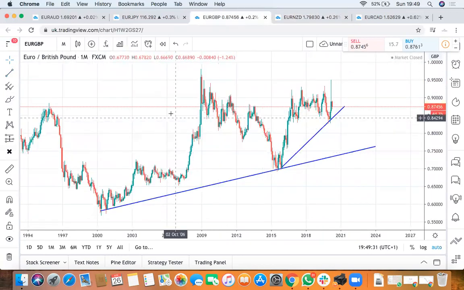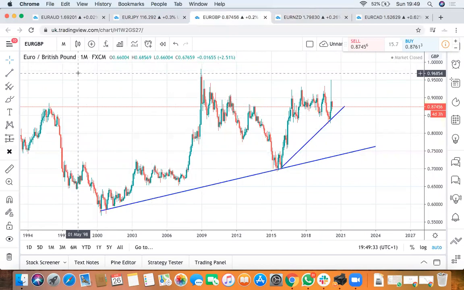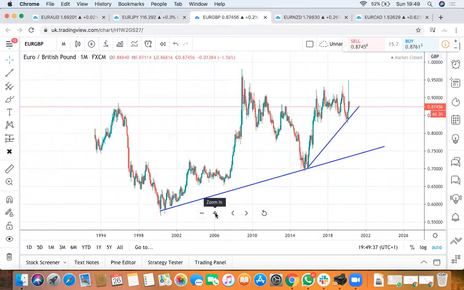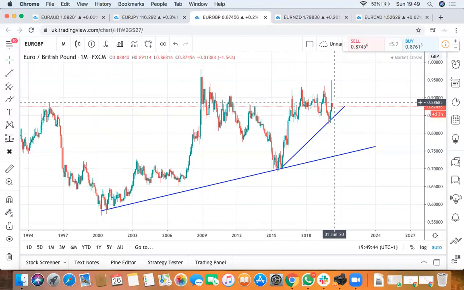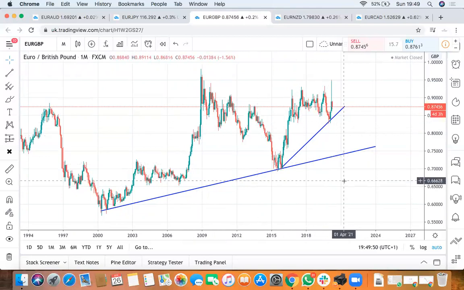Euro pound, same kind of situation, where price is bullish, but with pound, price was bullish but closed with a huge wick, and this was because of the Great British Pound news.